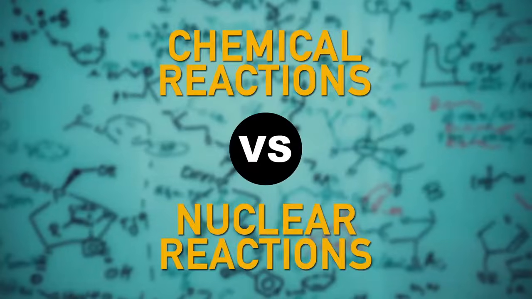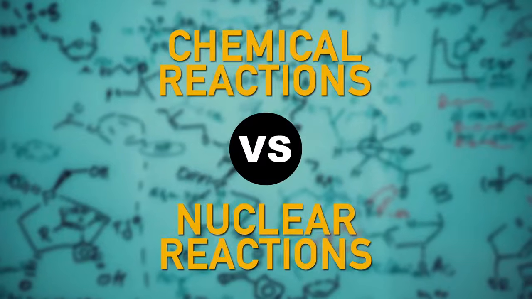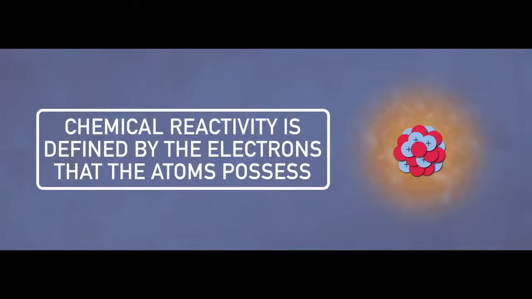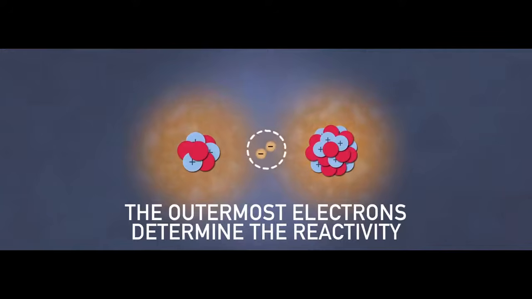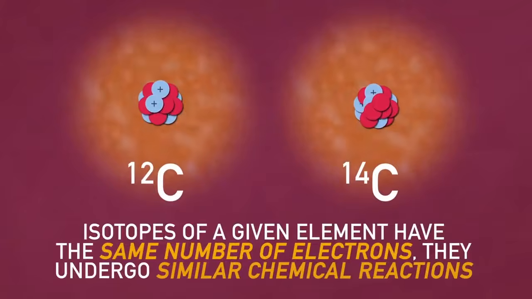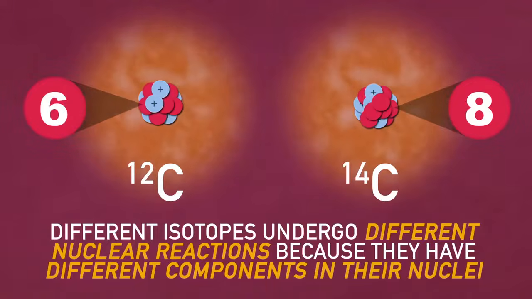When it comes to atoms and their behavior, there's an important distinction to make between chemical reactions and nuclear reactions. Chemical reactivity is defined by the electrons that atoms possess. When atoms come into contact with one another, it's their outer electrons that interact and determine the type and the intensity of the reaction. Since isotopes of a given element have the same number of electrons, they will undergo similar reactions. On the other hand, nuclear reactions rely on the particles in the nucleus. So different isotopes will undergo different nuclear reactions because of the differences in the makeup of their nuclei.